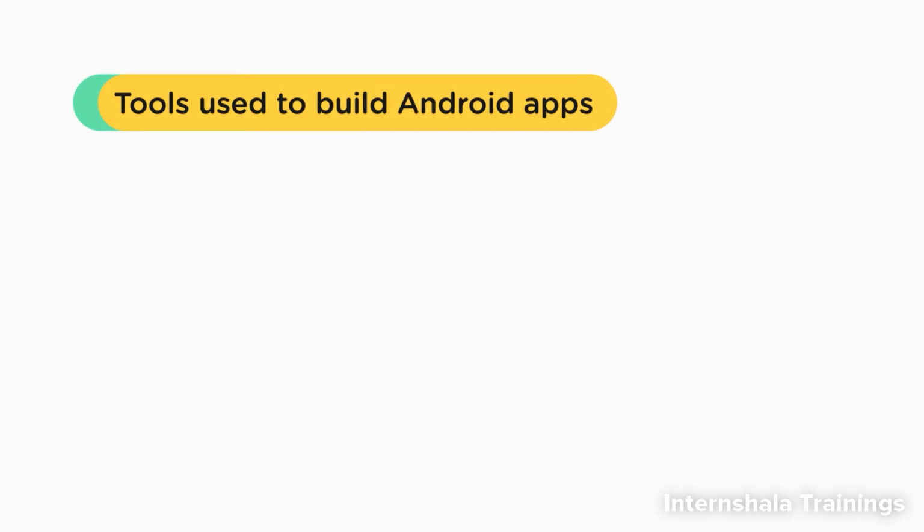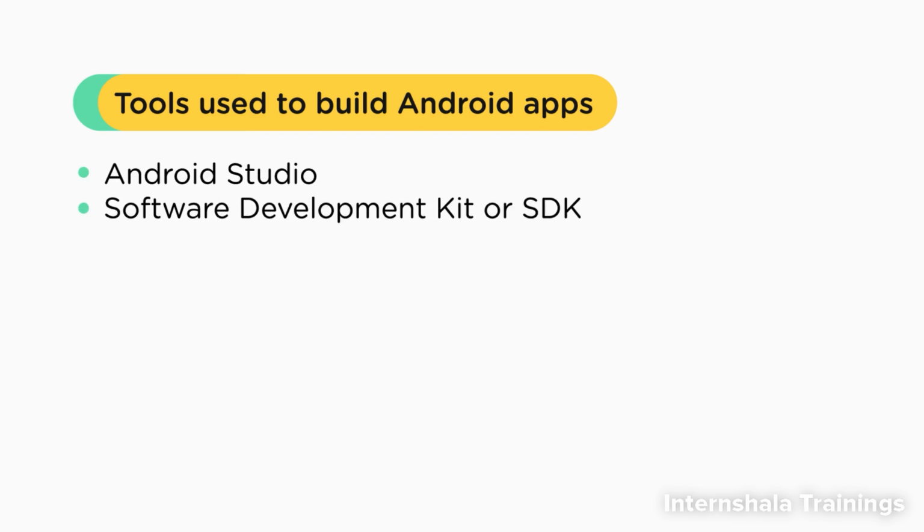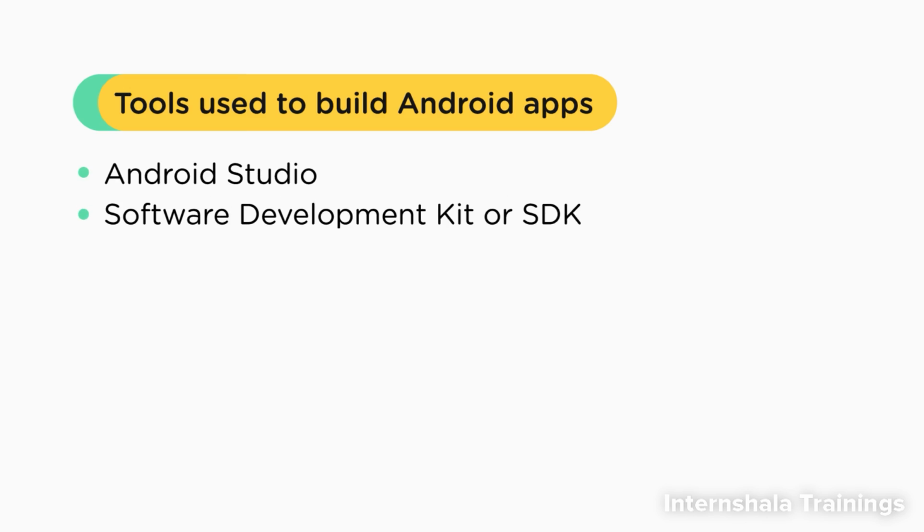Like we had promised, let's see what tools are provided by Google to help us build Android apps. We will look at two tools here. One is Android Studio and the other is Software Development Kit or SDK. Let's look at Android Studio first.